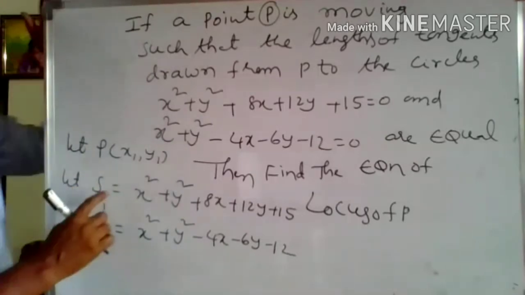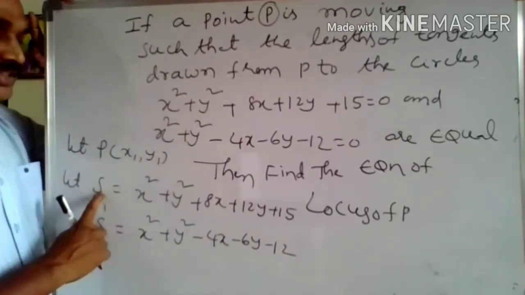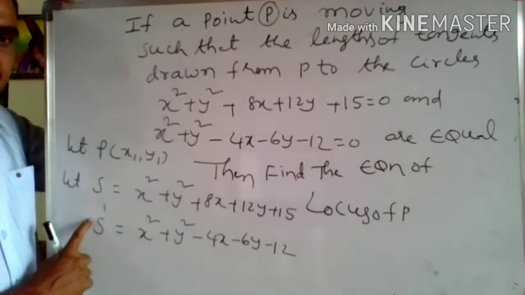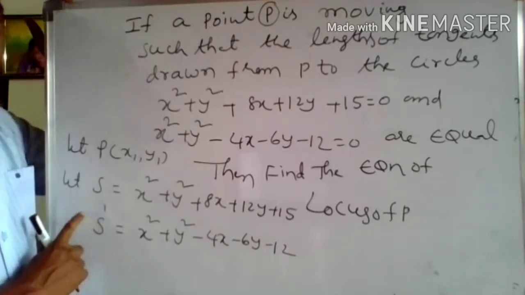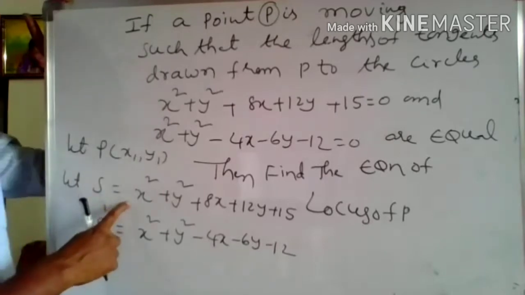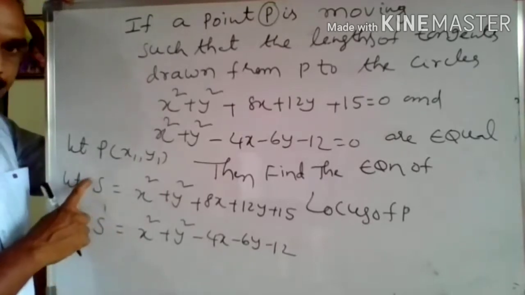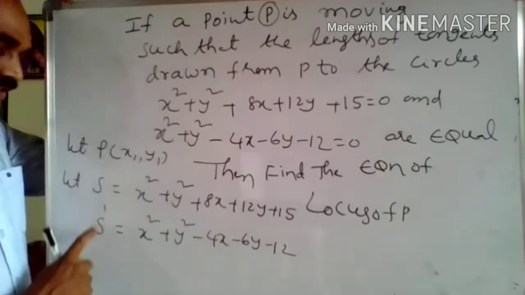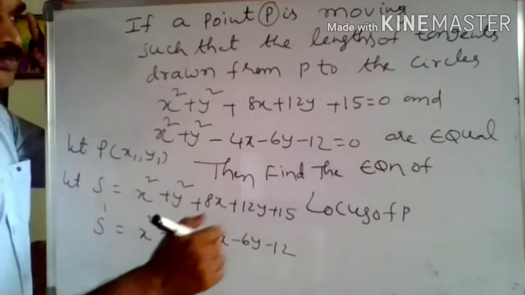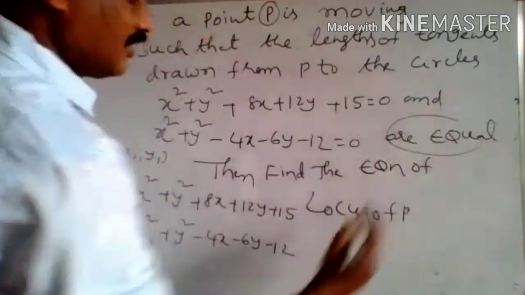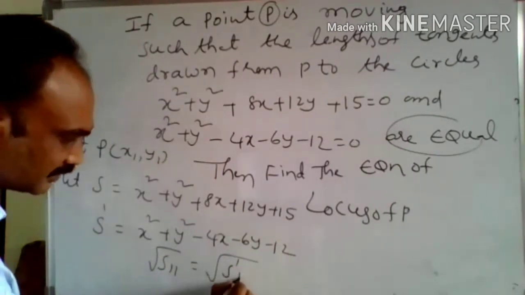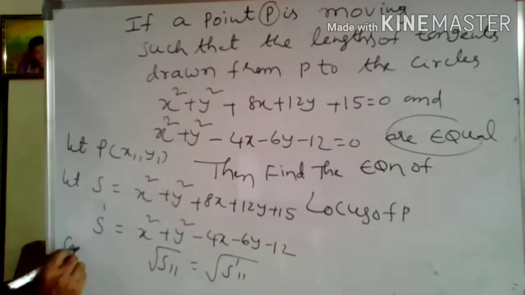So the length of tangent is equal. Here the first circle is S, and the length of tangent is root S11. The second circle is denoted by S dash, and the length of tangent is root S dash 11. But here the lengths of tangents are equal. So what is the condition? Root S11 is equal to root S dash 11. This is the given condition.